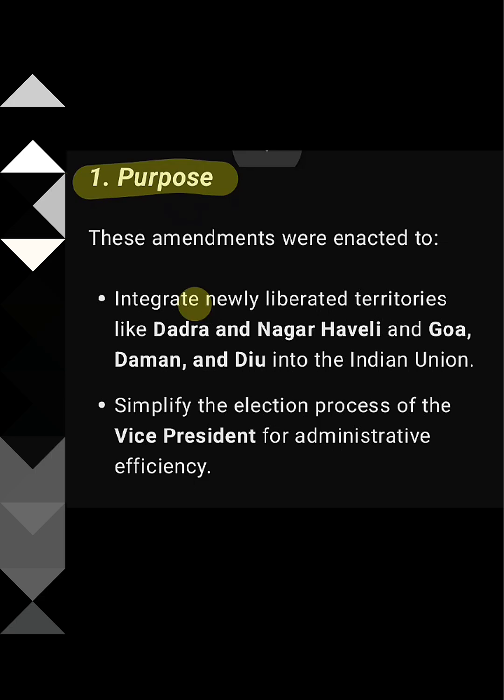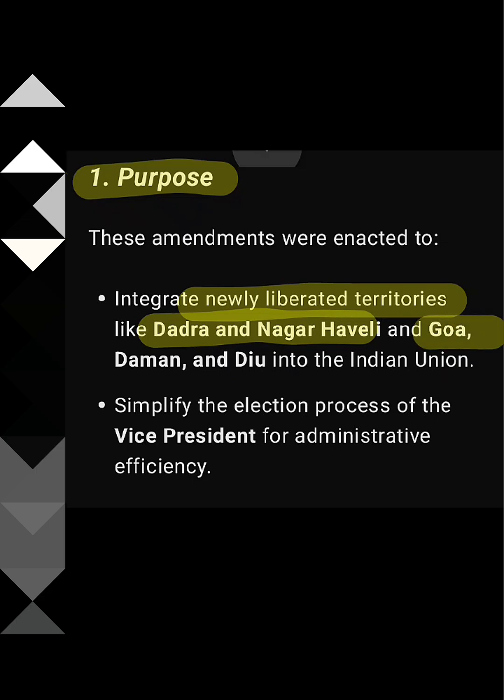So the 10th and 12th amendments were introduced into the Constitution of India for the integration of newly liberated territories into the Indian Union. The 10th amendment was introduced to integrate Dadra and Nagar Haveli into the Indian Union, and the 12th amendment was introduced to integrate Goa, Daman and Diu into the Indian Union. Whereas the 11th amendment was introduced to simplify the process of election for the post of Vice President.